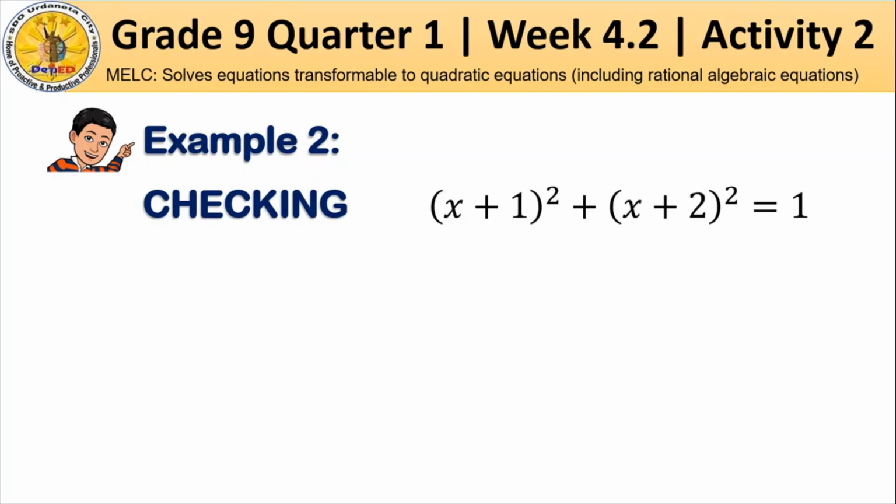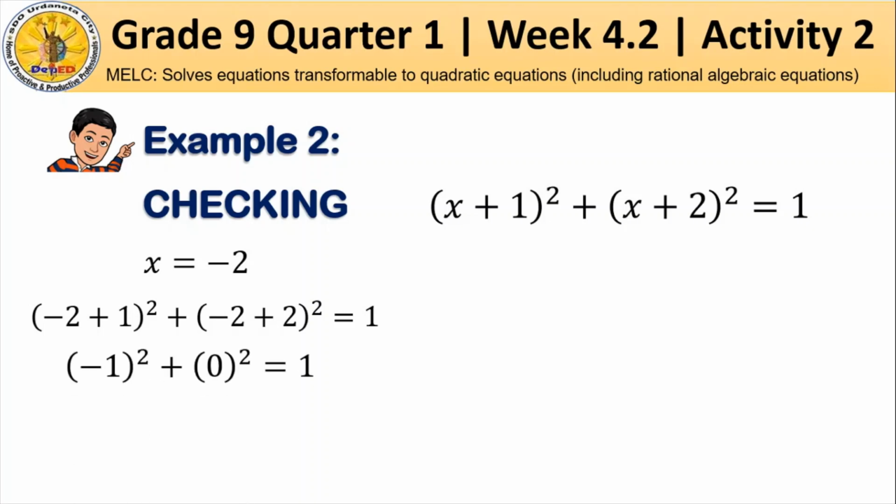The square of the quantity x plus 1 plus the square of the quantity x plus 2 is equal to 1. When x is equal to -2, we have the square of the quantity -2 plus 1 plus the square of the quantity -2 plus 2 is equal to 1. We have the square of -1 plus the square of 0 is equal to 1. 1 is equal to 1. The left side is equal to the right side of the equation.